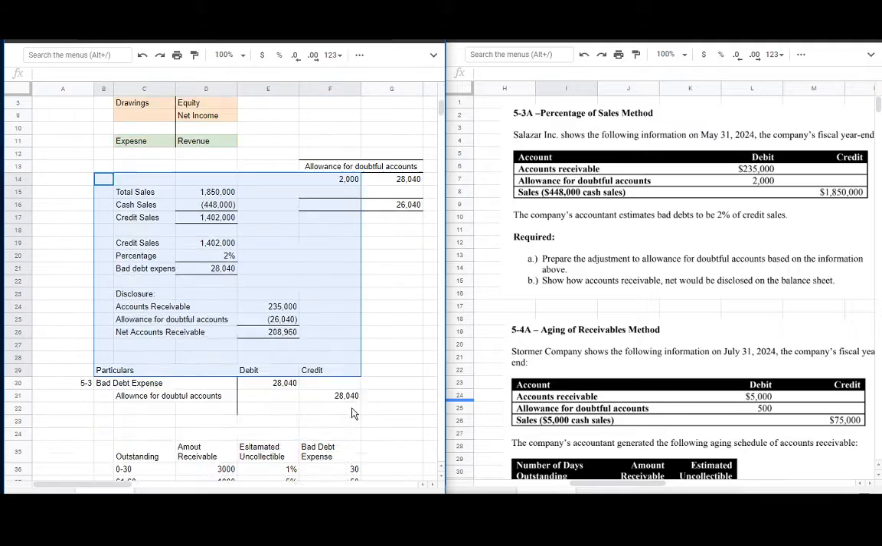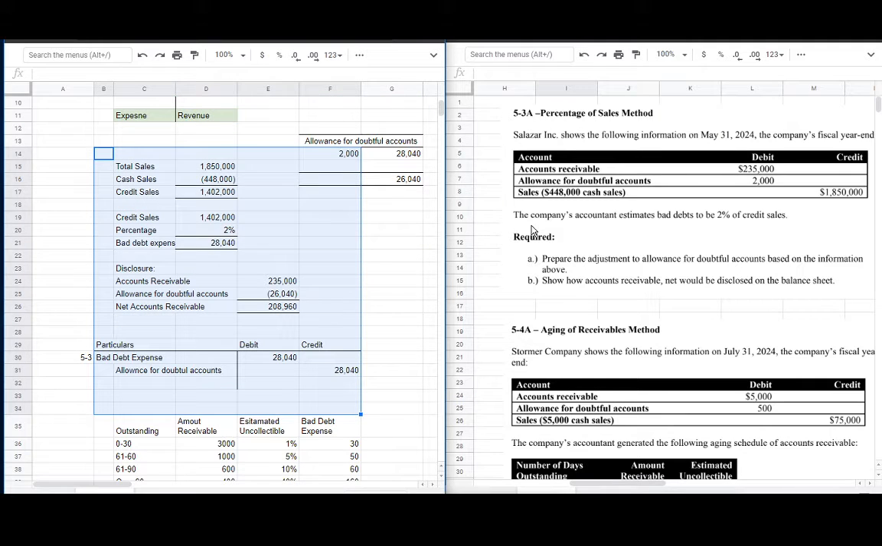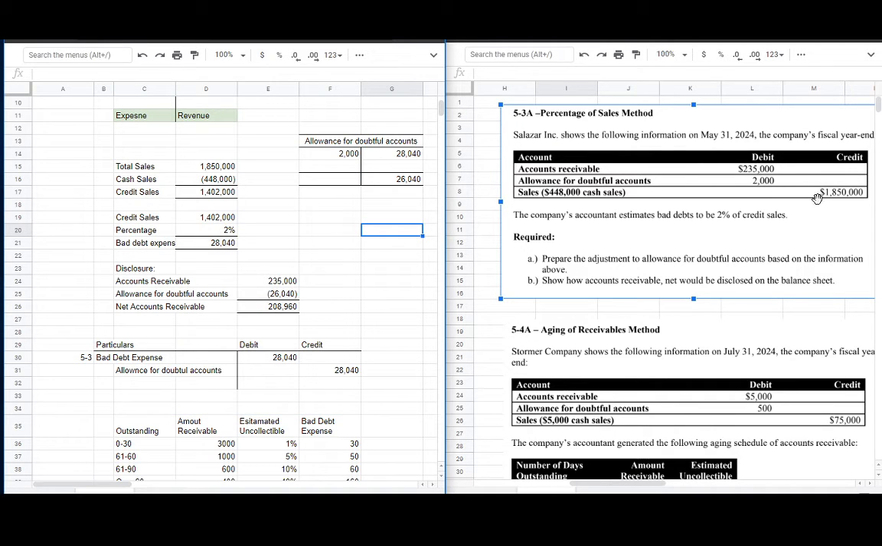I have provided a solution. Number 53, Salazar shows the following information on May 31, 2024. And so we have a balance of accounts receivable of 235, a current asset. Allowance for doubtful accounts is a contra asset account, so we minus the 2,000 from the 235. But we can see that it has a debit balance; normally, it has a credit balance. So we have sales of 1,850.